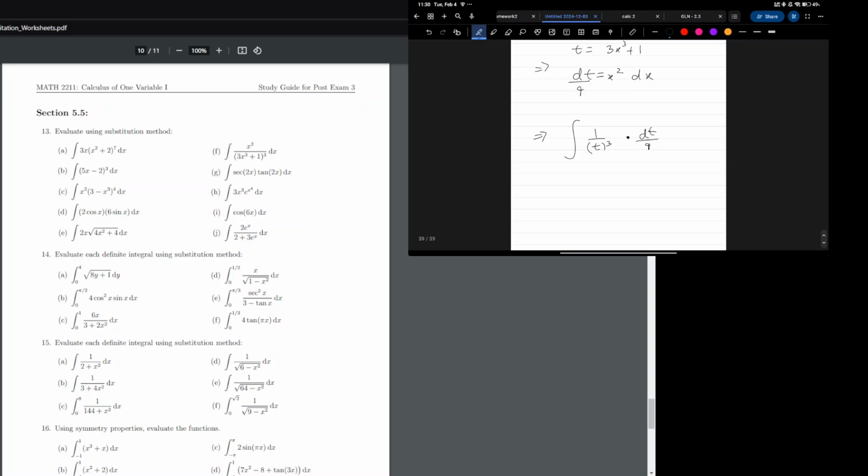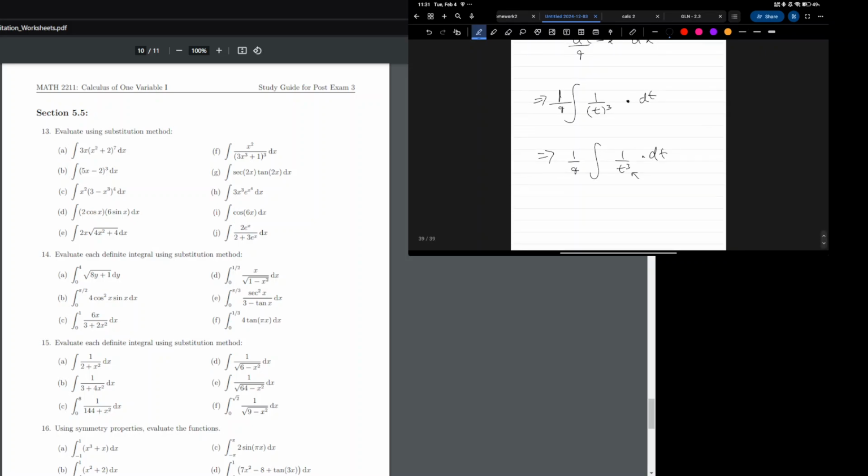Now what was my next step that I always tell? Move the constants outside. Makes stuff a lot easier. 1 over 9, and I have 1 over t cubed times dt. Do we remember how we can deal with antiderivatives with the variables on the bottom?